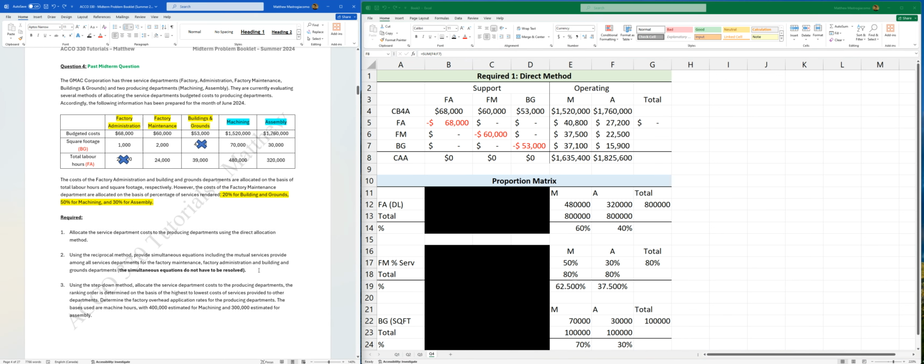Let's go on to this next question on the exam, and this is tricky. Using the reciprocal method, provide the simultaneous equations, including the mutual services provided among all other service departments for factory maintenance, factory admin, building and grounds departments. The simultaneous equations do not need to be resolved. Okay, guys, so in this question here, they just ask you to do the equation.